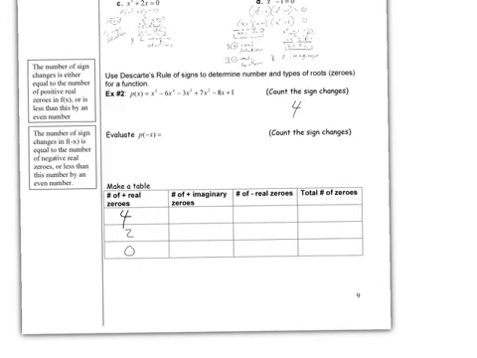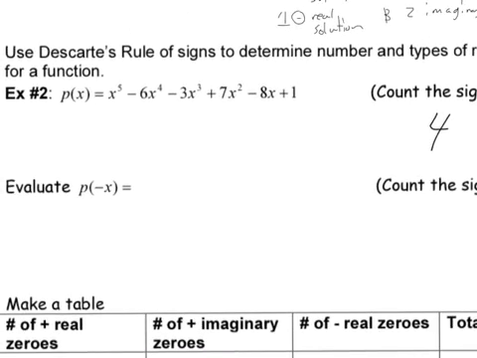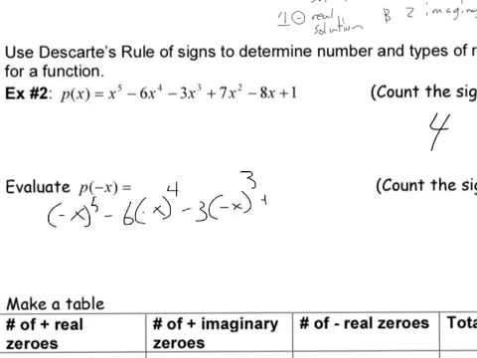To figure out the negative real zeros, we have to plug in negative x. I'm going to do it all below here. So we get negative x to the 5th minus 6, negative x to the 4th minus 3, negative x to the 3rd plus 7, negative x squared, minus 8, negative x plus 1.